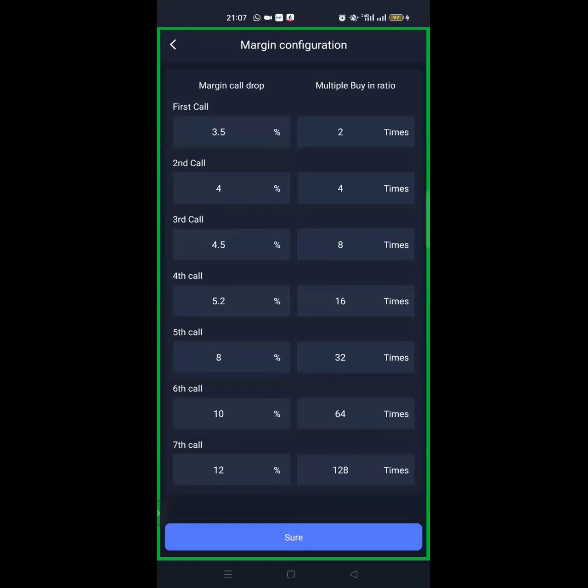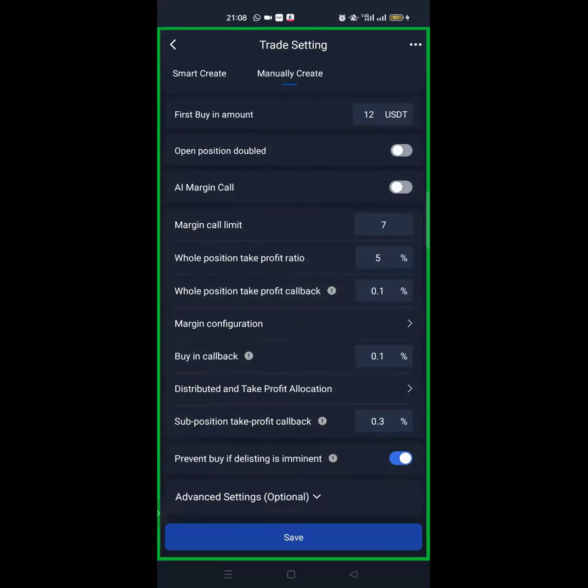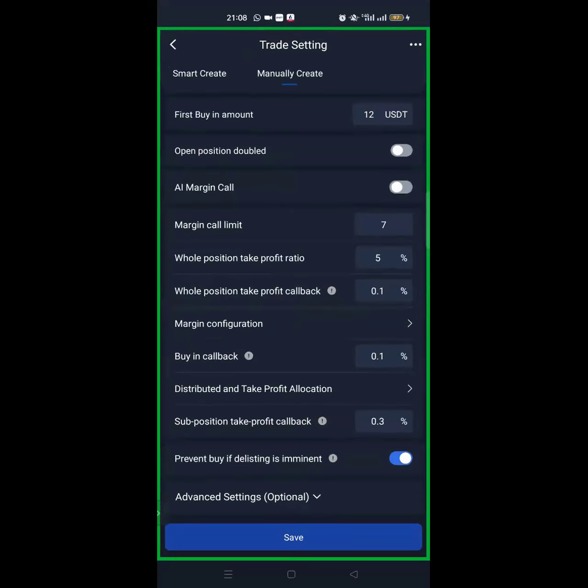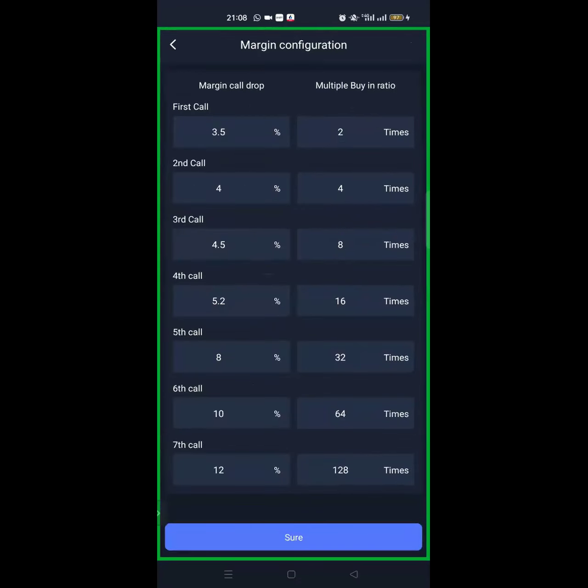Once it touches 3.5, you will notice your robot say, call margin triggered. It's telling you that it has triggered, but I'm waiting for the callback to buy. Now, what is your callback? My own callback here in this case is 0.5. So let's assume that coin has dropped by 3.5%. Once it dropped by 3.5%, my callback has to be in play. Now, if that coin rises a bit by 0.1%, that is when it buys my first call.